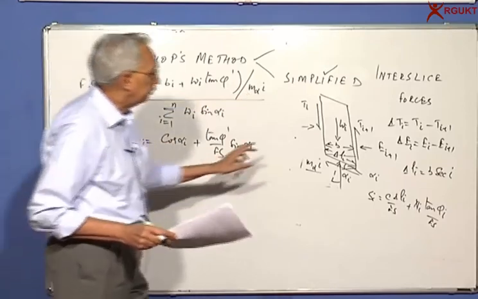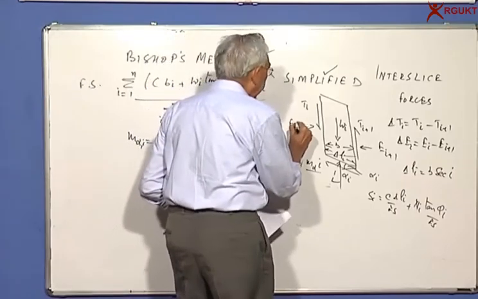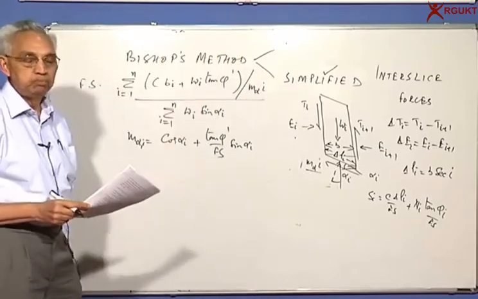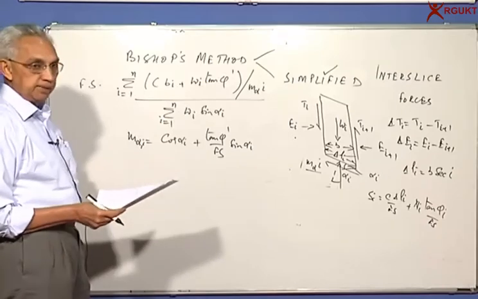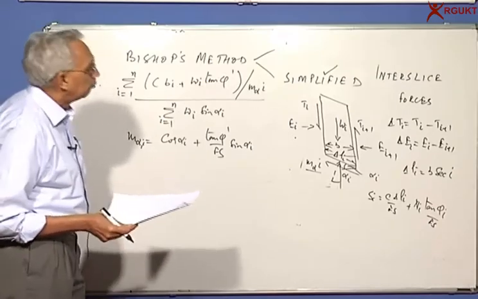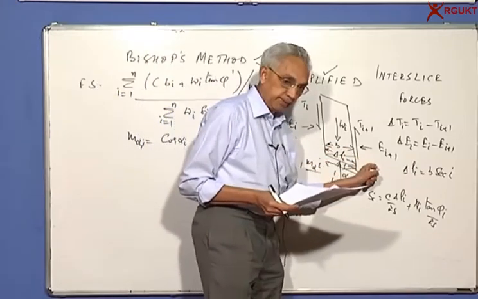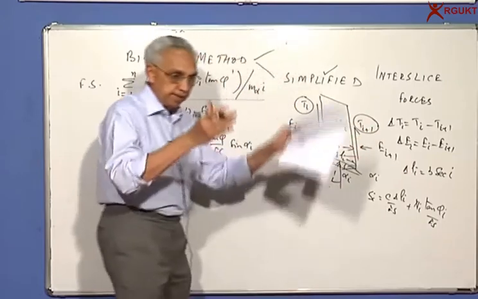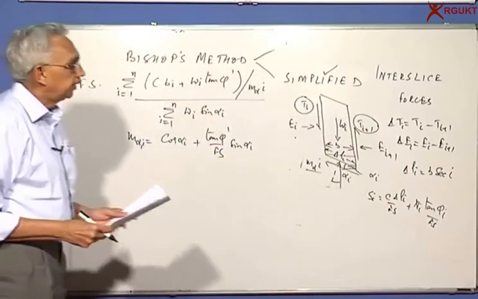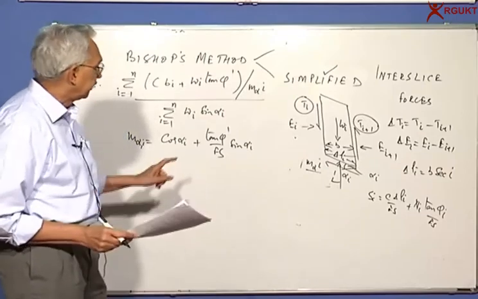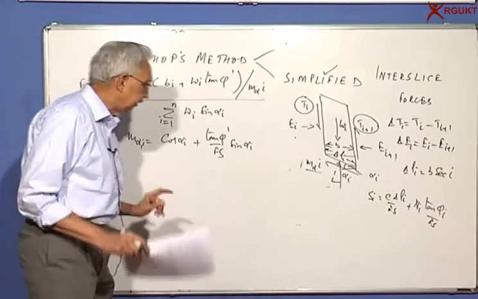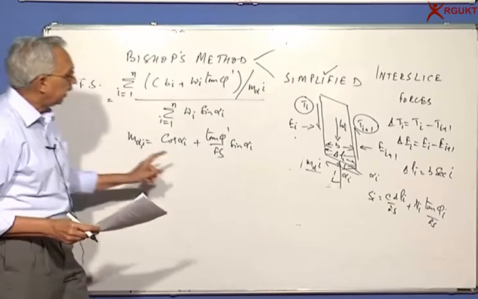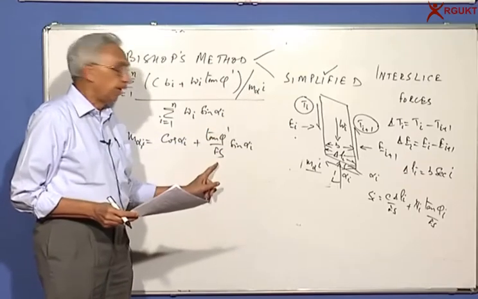If I neglect the forces Ei and Ei plus 1, then this term becomes equal to 1 and we get the same expression as for the simple ordinary method of slices. By considering the normal forces and neglecting the vertical interslice forces along the sides of the slice, Bishop has introduced this factor. Now the interesting thing is you are calculating factor of safety with this expression, and on the right side, you will see that this term has a factor of safety.